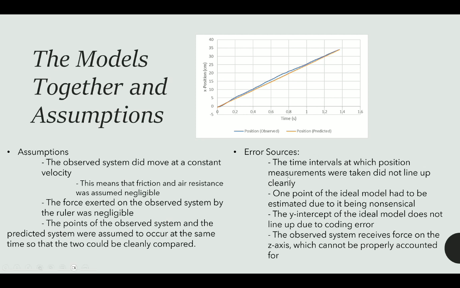In reality, they didn't exactly line up, which is an error source. One point on the ideal model had to be estimated from the jerk, which made it nonsensical, which is another error source. The observed system receives force on the z-axis in reality, which could not be properly accounted for, and Tracker relies on human input, which means that the position is naturally going to be off in reality.